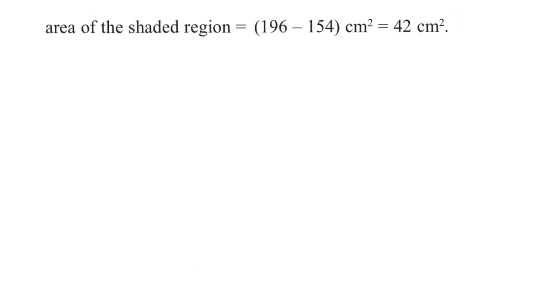So the area of the shaded region will be the area of the square, which is 196, minus the area of the 4 circles, which is 154. Subtract them and you get 42 centimeter square. So the area of the shaded region is 42 centimeter square.